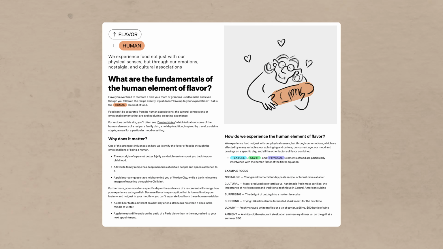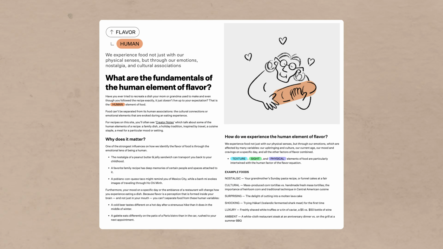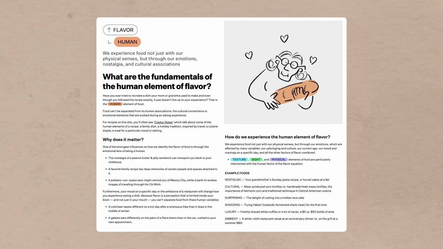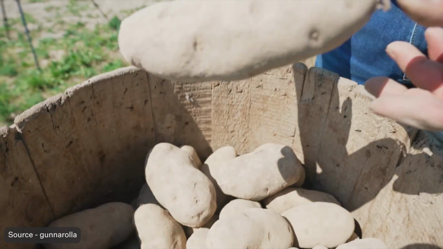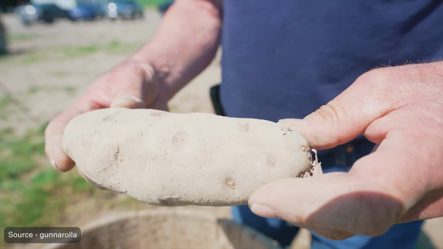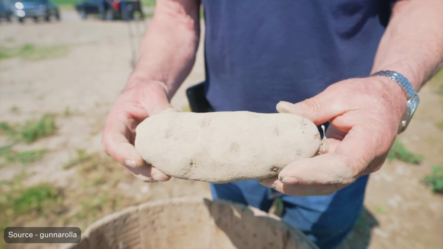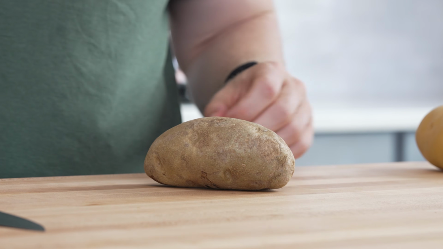To end this video, we have the human element. And this is a reminder that we experience food not just with our physical senses, but through our emotions, nostalgia, and cultural associations. And when it comes to potatoes, the russet is very unique to North America, and it's a potato in the United States we have a natural bias towards.